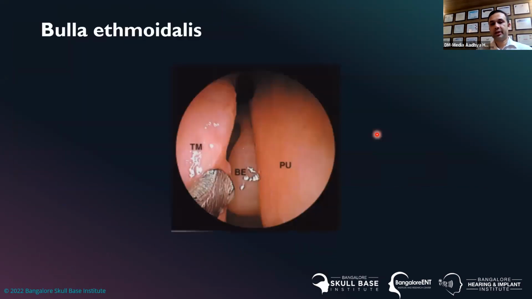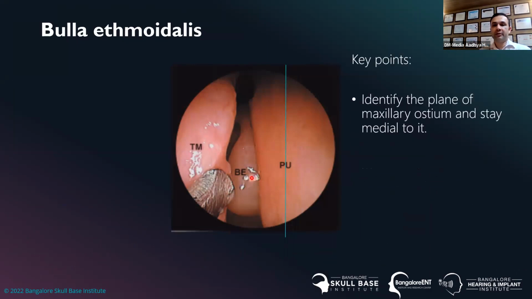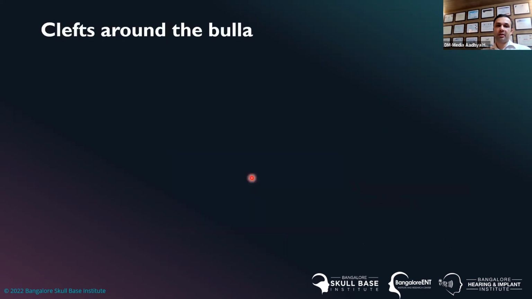The next important structure that we'll come across is the bulla ethmoidalis. That's the anterior group of cells. We always stay medial to the opening of the maxillary sinus. The bulla ethmoidalis is an anterior ethmoid group of cells. So what we need to keep in mind is, we need to identify the plane of the maxillary ostium and stay medial to it while doing an endoscopic sinus surgery. And always identify the anatomical variations with respect to it.